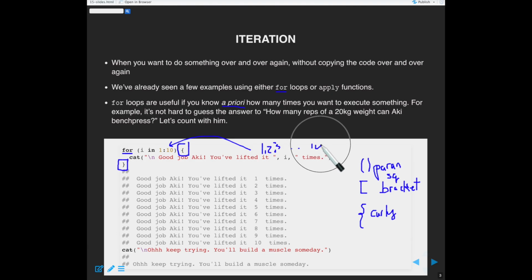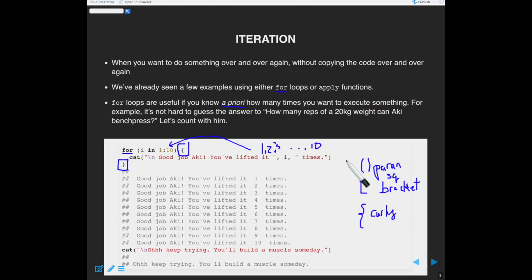10, right? Okay, so i is going to take the value 1, and then it's going to take the value 2, and then 3, then 4, then 5, all the way down to 10, okay? And it does this in this order. So basically this specifies a range of values for the variable called i.